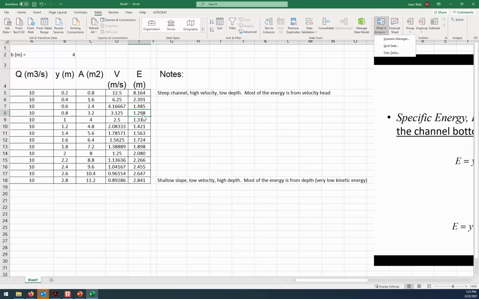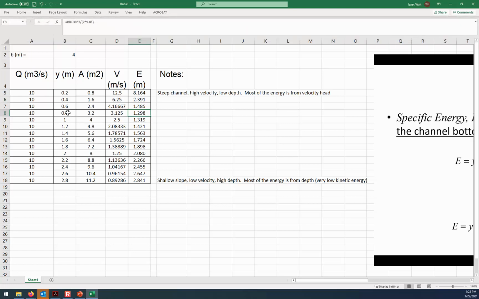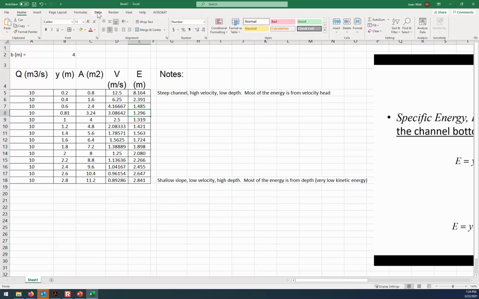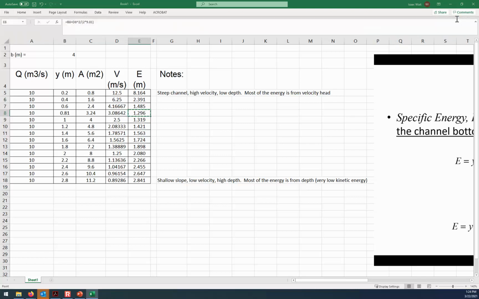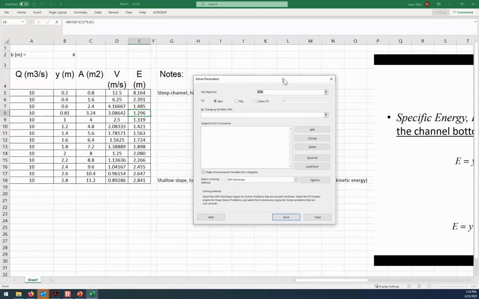Because my objective is, I know that 0.8 is pretty close to the depth that gives me the lowest specific energy, but is 0.79 even lower? No, it's not. But what about 0.81? Yeah, 0.81 is even better. So I'm looking for the depth that gives me the lowest specific energy. So now if I go back to the Data tab and Solver, then I want to minimize.